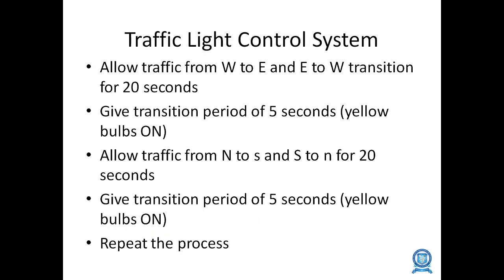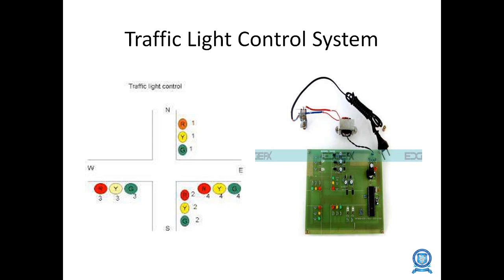Traffic light control system allows from west to east and east to west transition for 20 seconds. Give the transition period of 5 seconds. Yellow bulbs will be on. Allow the traffic from north to south and south to north for 20 seconds. Give the transition period for 5 seconds. Yellow bulbs will be on, and it will repeat the process.